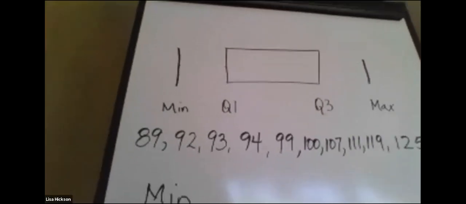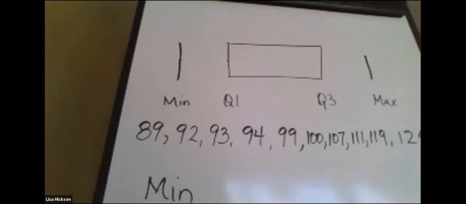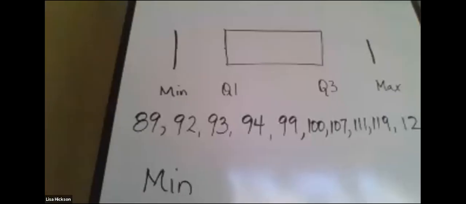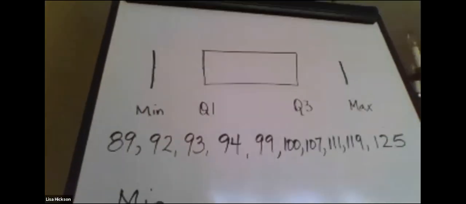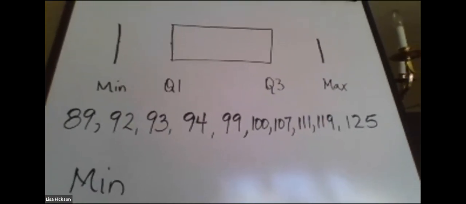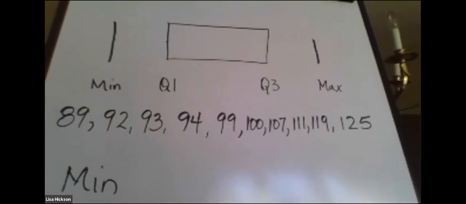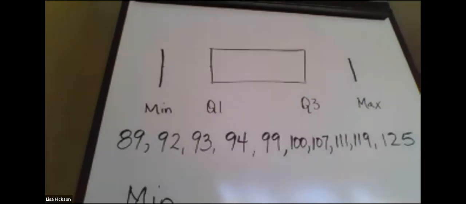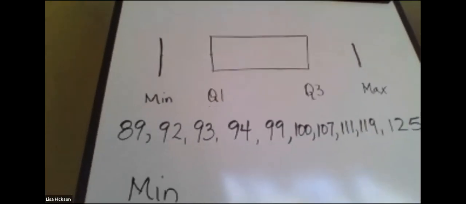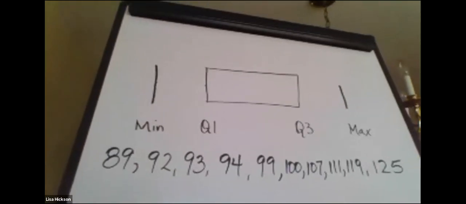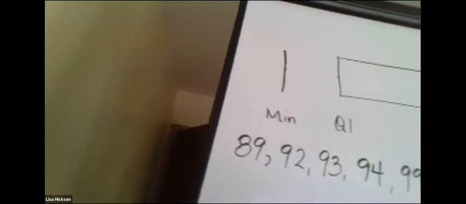So from the data set, to put them in numerical order, check your paper. 89, 92, 93, 94, 99, 100, 107, 111, 119, 125. So that was in numerical order. From that, off the top, we can identify our max and our min. We know our max is 125 and our min is 89. So boom, boom. That's our max and our min.